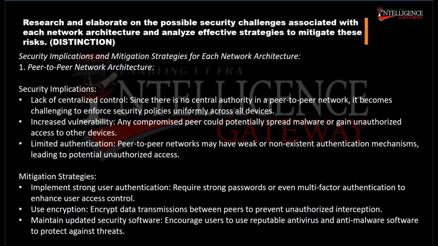Mitigation strategies. Implement strong user authentication. Require strong passwords, even multi-factor authentication to enhance user access control. Use encryption. Encrypt data transmissions between peers to prevent unauthorized interception. Maintain updated security software. Encourage users to use reputable antivirus and anti-malware software to protect against threats.